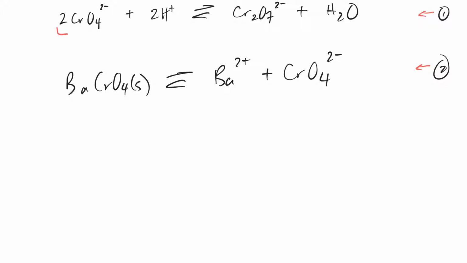This one here, the chromate ion, exists in both the first equation and the second one. So if I play with the equilibrium in this first one, that's going to affect this concentration. And if it affects this concentration, it's going to affect this concentration down here too. Okay, so let's add a stress.